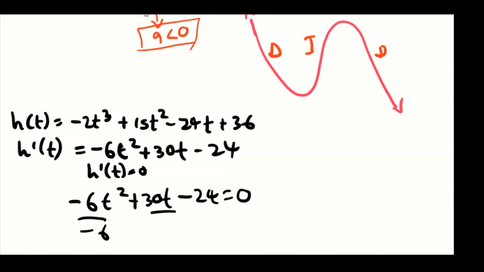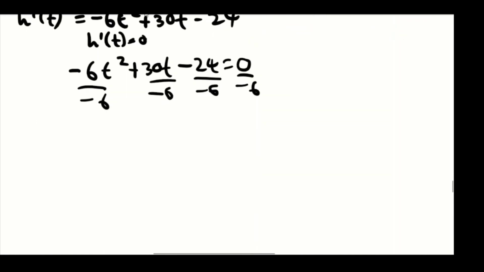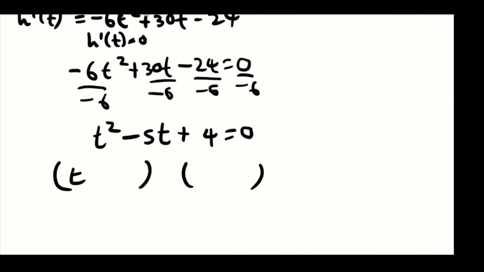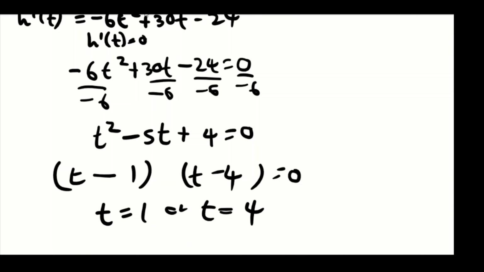Divide by minus 6 on all sides. We get t squared minus 5t plus 4 equals 0. Factorize: t and t, 4 and 1, negative and negative, equals 0. t equals 1 or t equals 4. So we have t equals 1 and t equals 4.